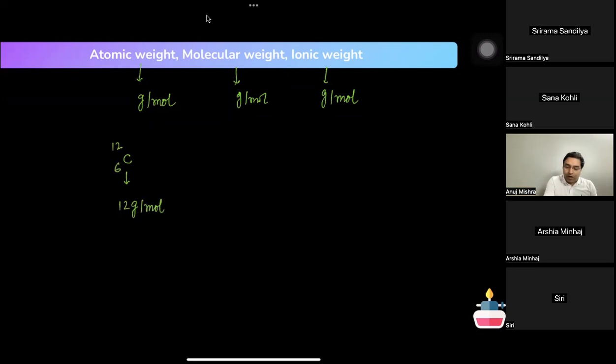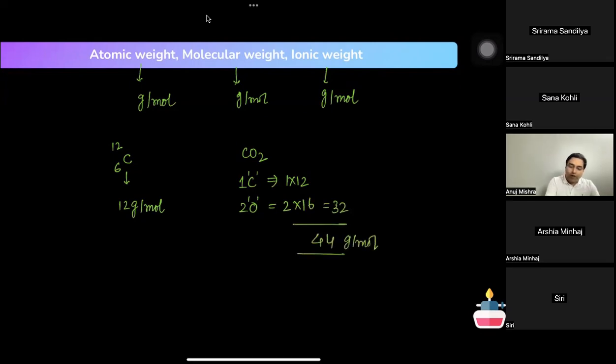If we say carbon dioxide's molecular weight, since it is a molecule, it's made up of 1 carbon and 2 oxygen. So 1 carbon is 1 into 12 and 2 oxygen is 2 into 16, which is 32. Total is 44 gram per mole. If I ask the question H2SO4, find out its molecular weight, what's your answer? Type in chat box, everyone.